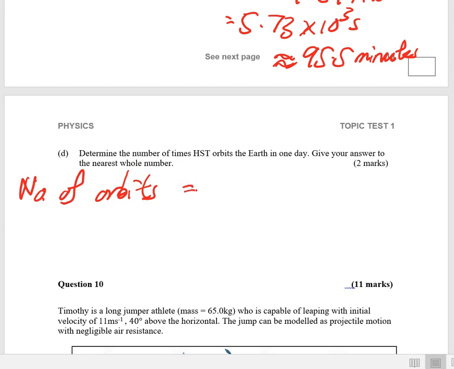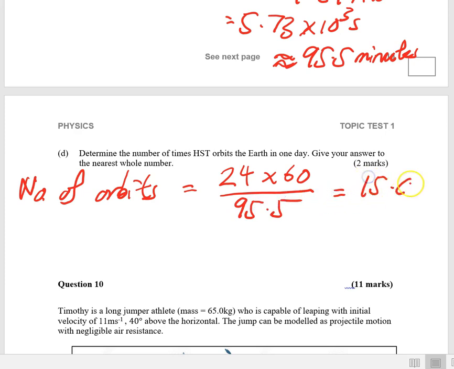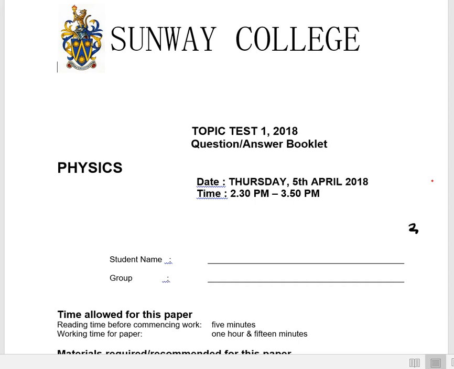So one day you have 24 hours times 60 minutes in every hour, and you divide by the time. The orbital period is 95.5 minutes here. So you get the number is 15.08 times.